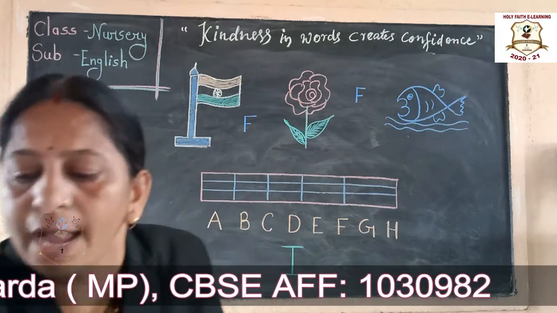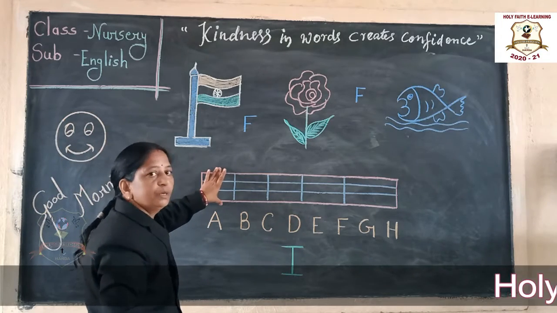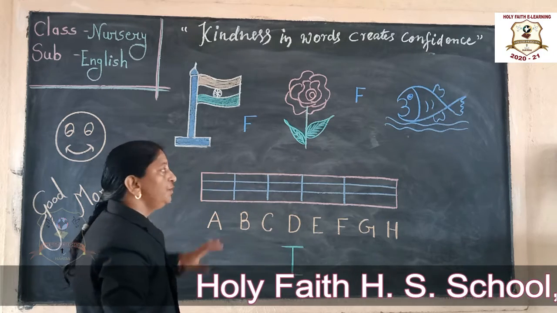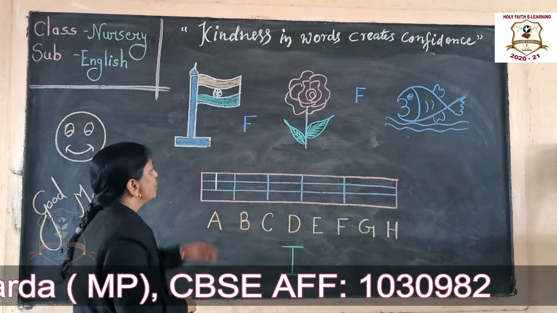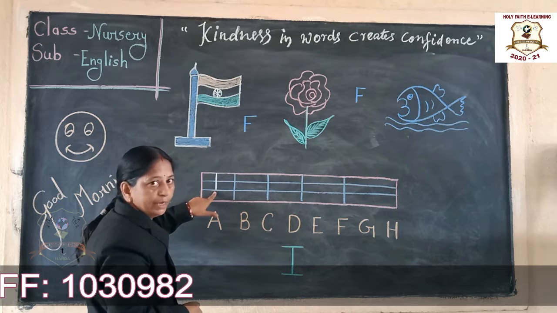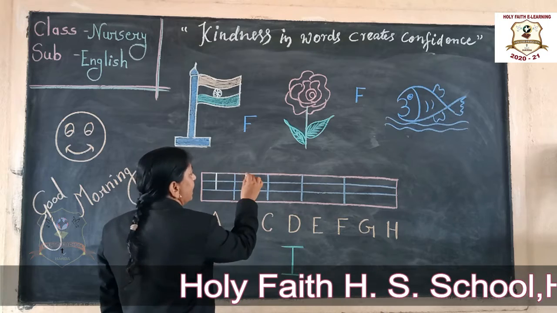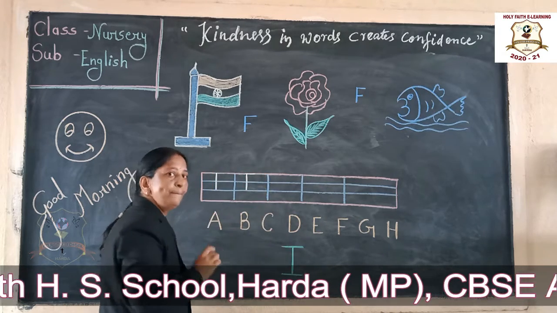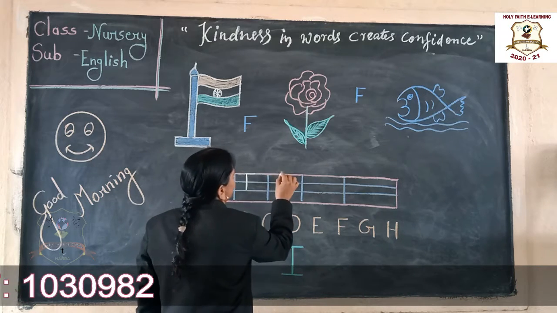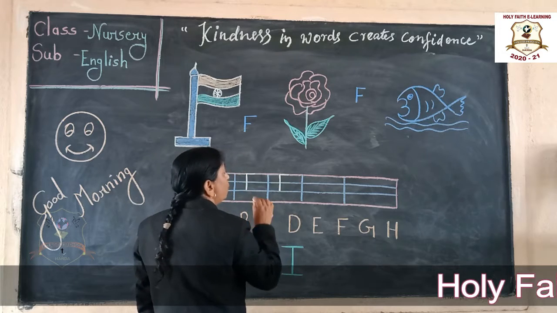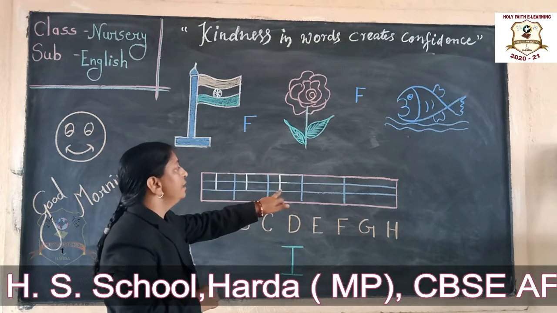Now we will learn how to write letter F. Okay, students. You have four lines in your English notebook. Yes, we will start from pink line. So firstly, we will draw a standing line from pink line to second line. Then we will draw a sleeping line on pink line. Now our first stage: standing line, one sleeping line on pink line, one more sleeping line on first blue line. This is letter F.